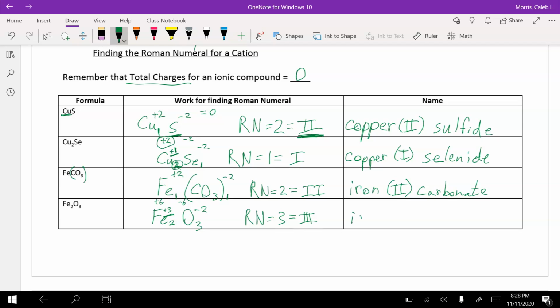So I have iron 3, and oxygen is just a monatomic ion, so the ending needs to end in IDE, so it's oxide. Iron 3 oxide. The Roman numeral is the charge of the metal ion.